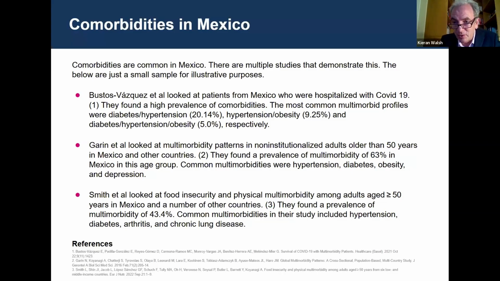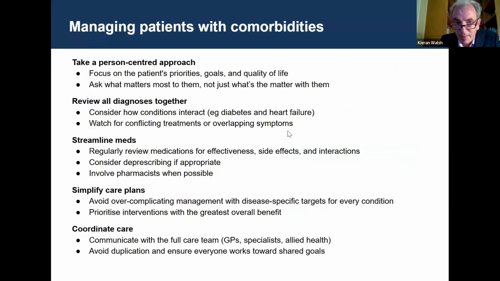So this is a universal problem. And if we're going to improve healthcare within countries, we need to start to solve this problem. And using the tool is part of the solution, but there needs to be a wider, improved management of patients with multiple diseases, which involves taking a person-centered approach, finding out what matters most to the patient, which disease is most important to them, and prioritizing that.